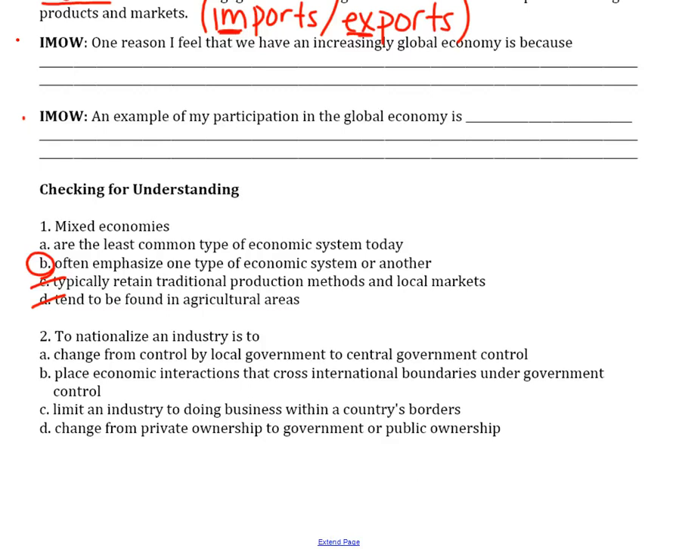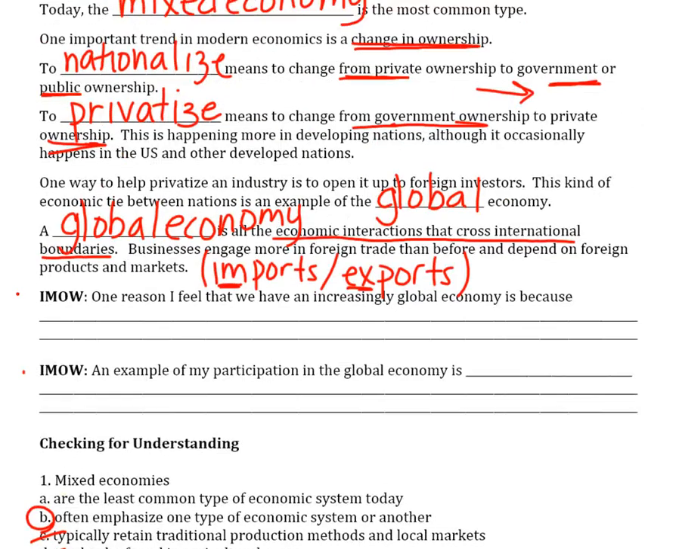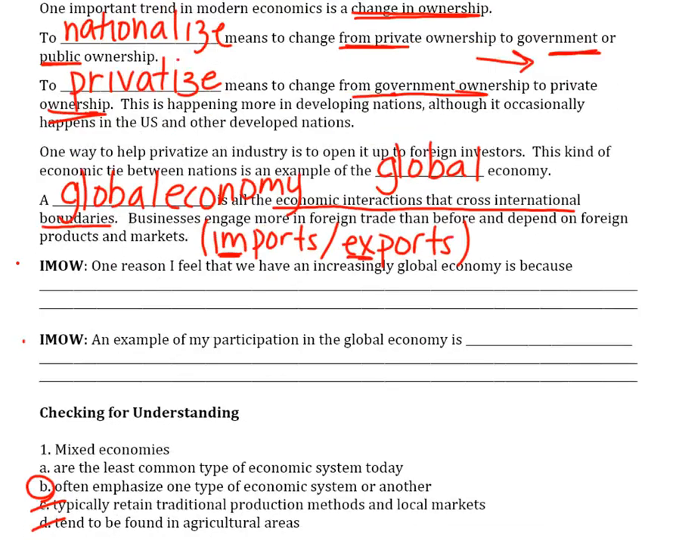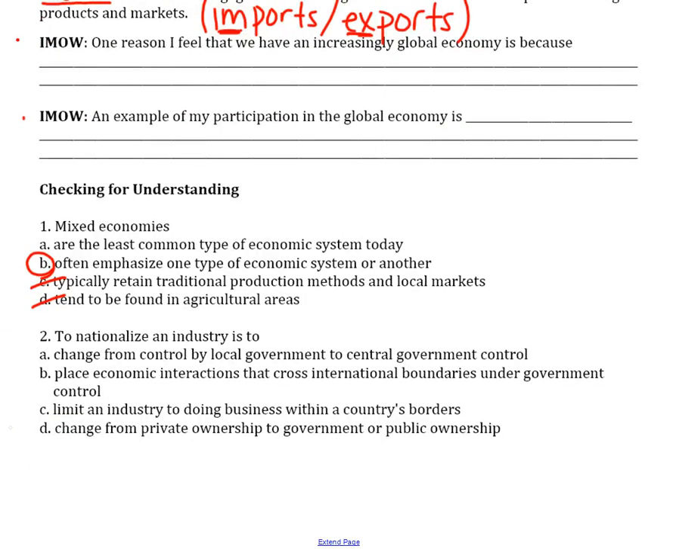To nationalize an industry, so let's think back to our notes. So you should be thinking back to up here, right there, nationalize. An industry is to A, change from control by local government to central government control. B, place economic interactions that cross international boundaries under government control. C, limit an industry to doing business within a country's borders. D, change from private ownership to government or public ownership. Why don't you pause, get rid of two, and see if you can come up with an answer.